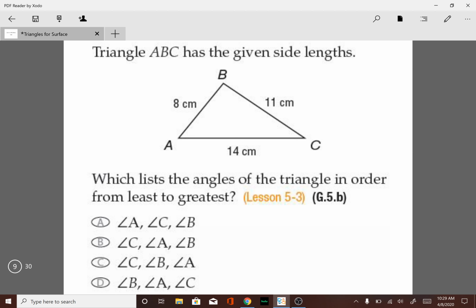Triangle ABC has the given side lengths. Which lists the angles of the triangle in order from least to greatest? Well, once again, least to greatest, we find our smallest side, which is 8, which means angle C is going to be the smallest angle, so we can get rid of D and A. Since 11 is our medium side, that means angle A needs to be our middle angle, so it's going to be B.